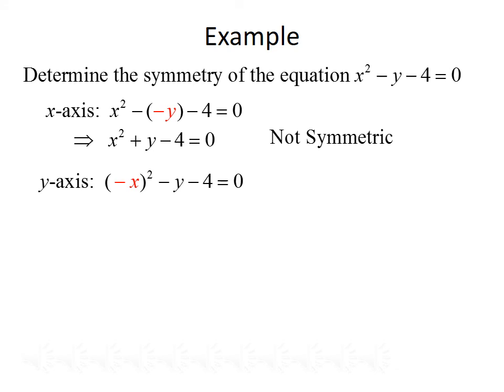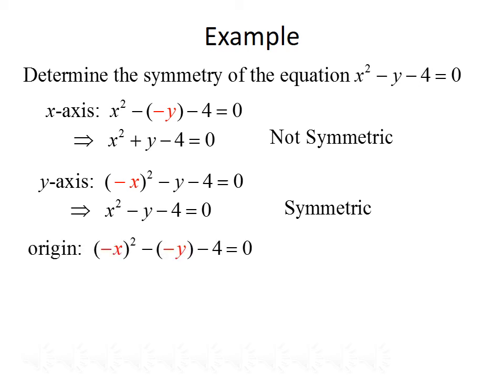Next, we'll test for symmetry with the y-axis. Replace x with minus x, so we have (minus x) quantity squared minus y minus 4 equals 0. If we simplify that, (minus x) quantity squared is the same thing as x squared, so we get x squared minus y minus 4 equals 0. And we compare this to our original equation. Since the resulting equation is the exact same as the original equation, we have symmetry with respect to the y-axis.